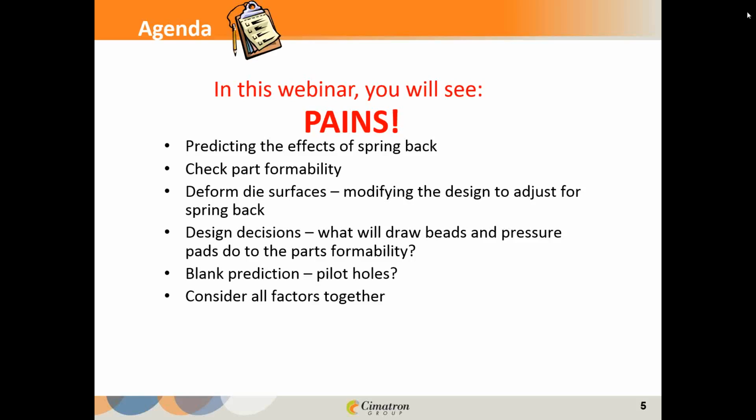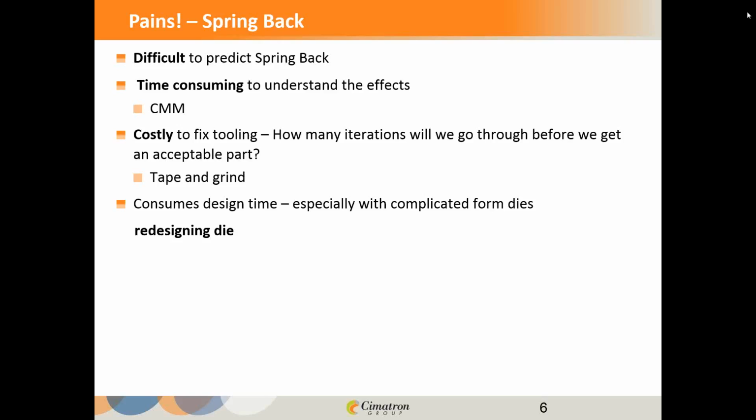There are a lot of decisions that are made when building a die, things dealing with pressure pads, draw beads, the pilot holes. All of these paint a picture of what the die is going to look like, how it's going to operate. So as we add one factor in, does it change things? The important thing is that we'll be able to consider all these factors together to assess whether the part is formable and how we can deal with issues such as spring back.